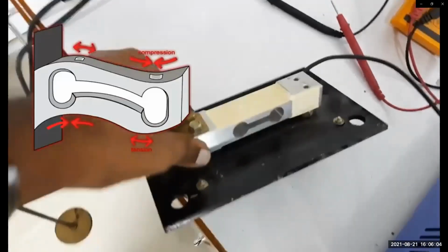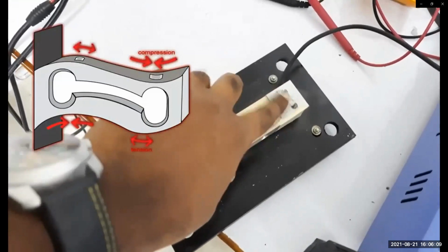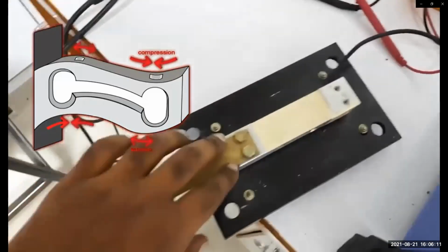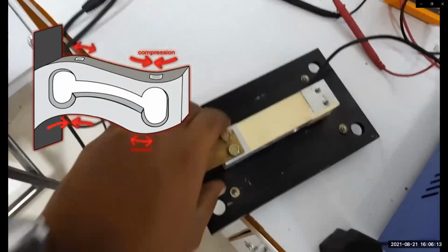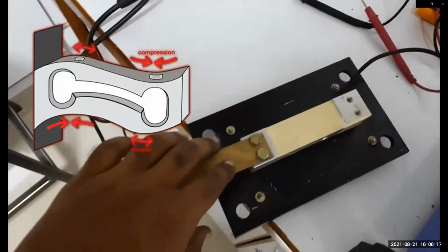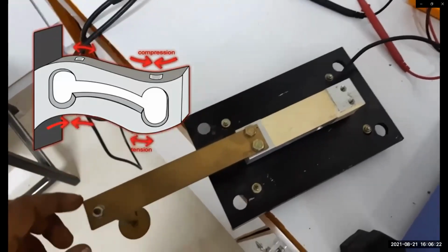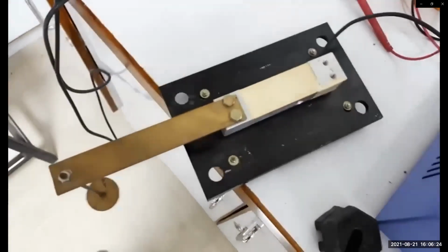This is a load cell. It's made of 4 strain gauges. The top side has 2 strain gauges and the bottom side has 2 strain gauges. The top side is the fixed point. The top side is fixed and the bottom side is movable. To the movable side we connect the load.